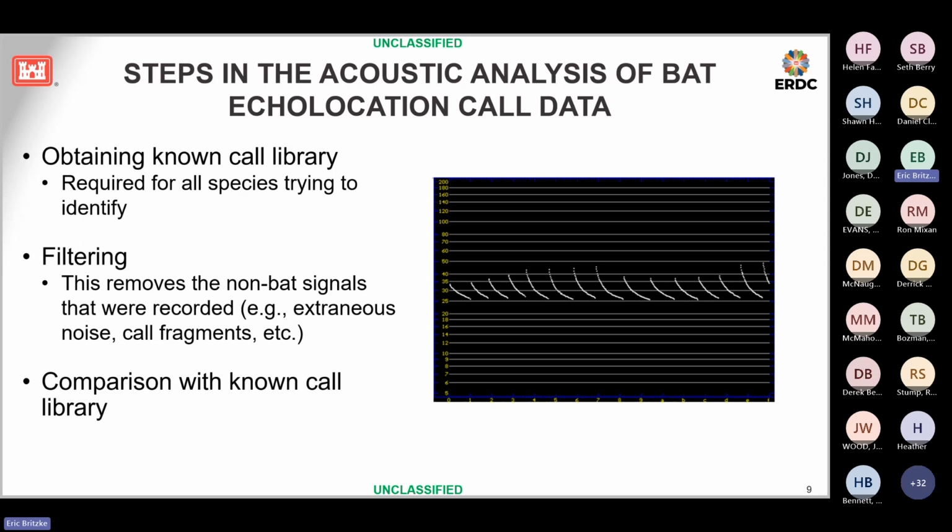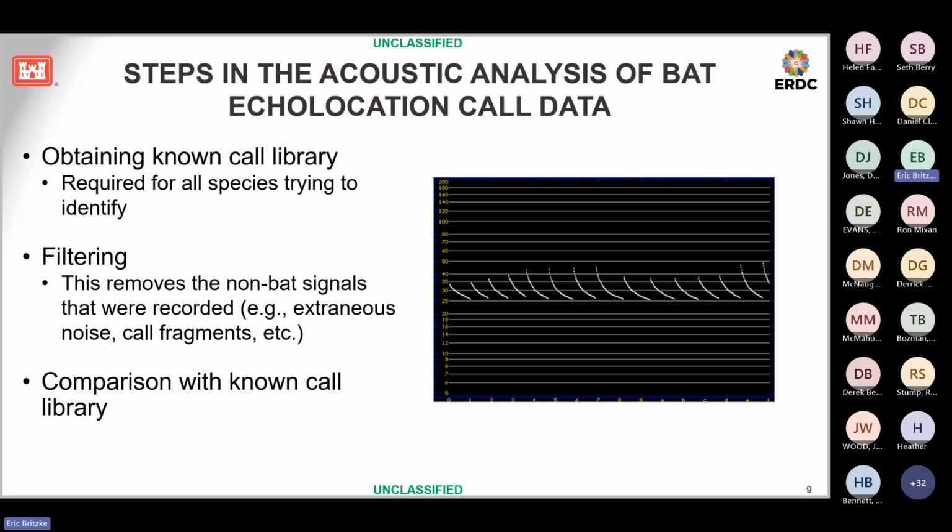But the idea is that you need to be confident this file was created by this species. And so call libraries can be time consuming to construct, but they're really vital in determining the ability to do identifications. The next step in the process for this is filtering.